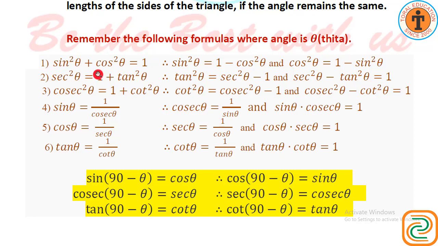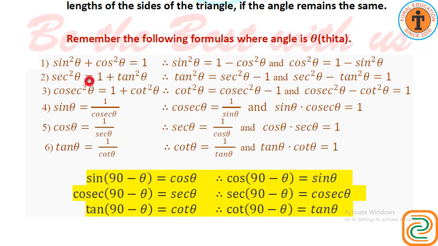Sin square theta plus cos square theta equals 1. That means sin square theta equals 1 minus cos square theta, and cos square theta equals 1 minus sin square theta. From this formula we can derive the following.